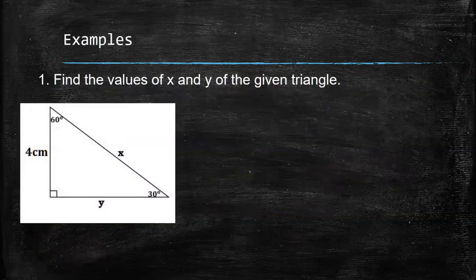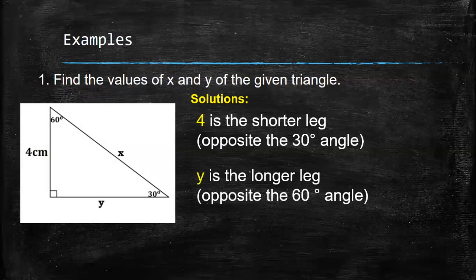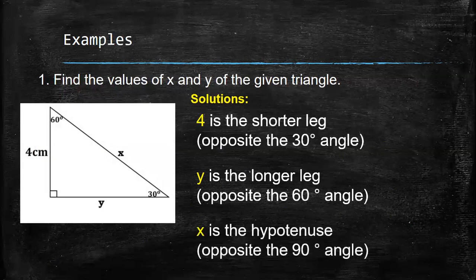So let's have an example. Find the values of x and y of the given triangle. So we have the given 4 centimeters, and we have x and y. We need to find the value of x and y. So let's determine first which is the shorter side, the longer side, and the hypotenuse. So the 4 centimeters is the shorter leg. y is the longer leg, which is opposite the 60-degree angle, and x is the hypotenuse, opposite the 90-degree angle or our right angle.